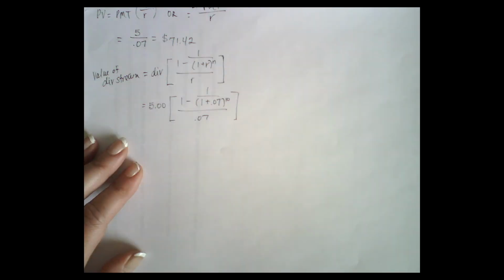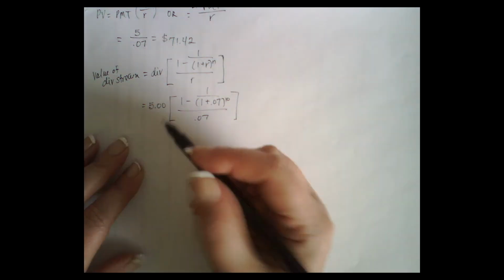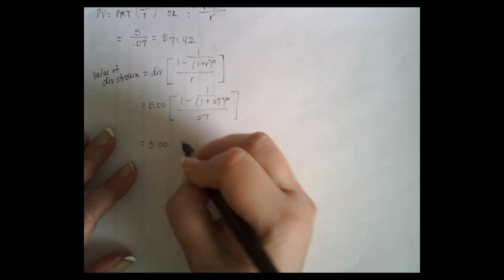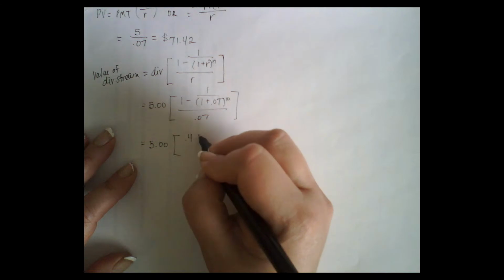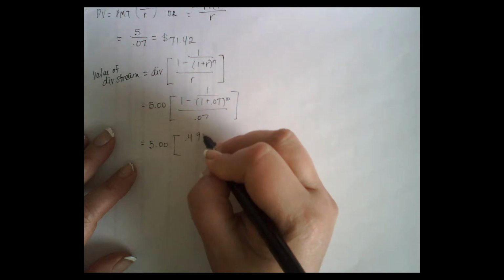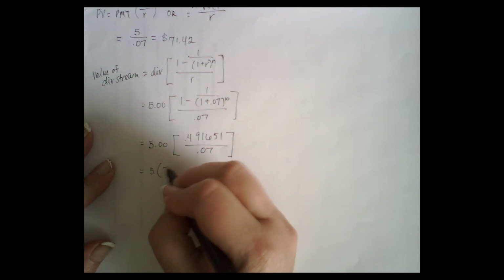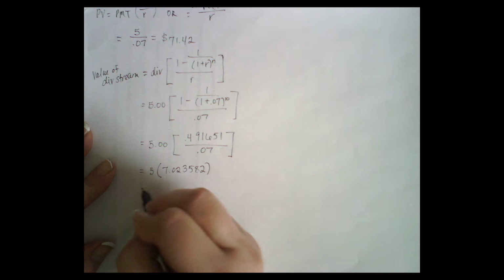And ultimately, when you work all of this through, you're going to end up with $5 times 0.491651 divided by 0.07. Now the transcript has a step-by-step on how to solve this problem. So if you need to see each step, it's in the transcript.